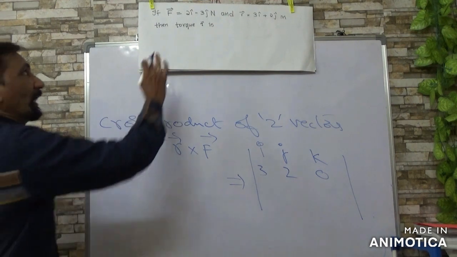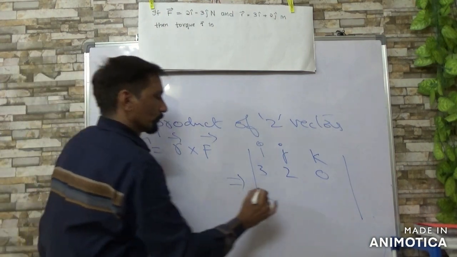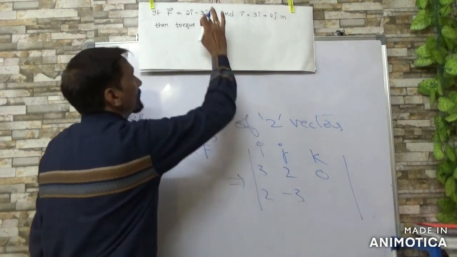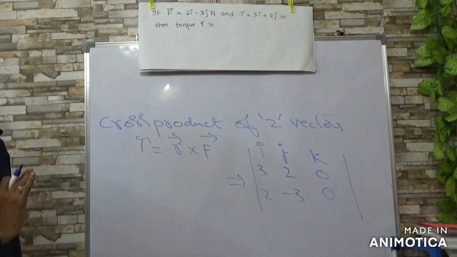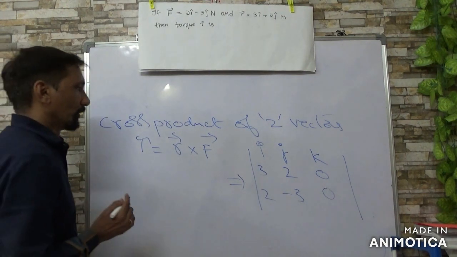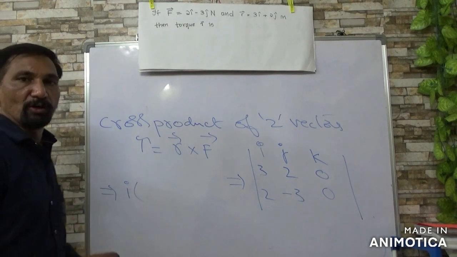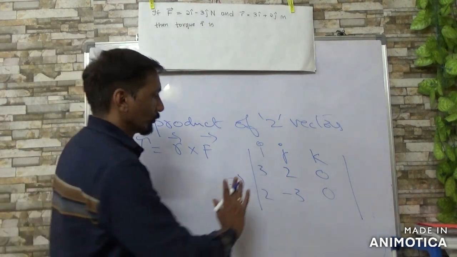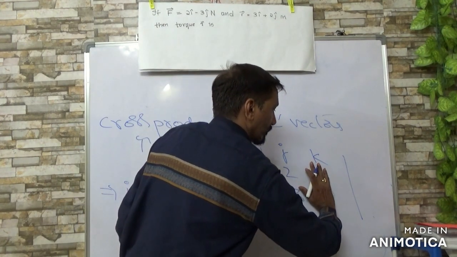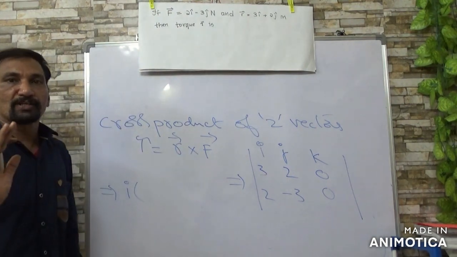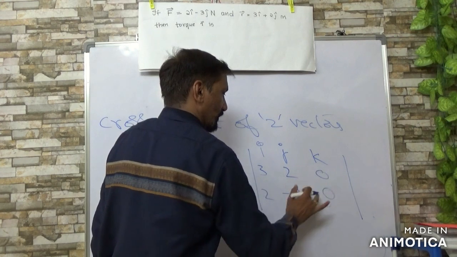Next F: the I coefficient is 2, and minus 3. There is no K term, that is why it is 0. Whenever you are going to find the I coefficient, you close the I column. For the J coefficient, close the J column. For the K coefficient, close the K column. So first find the I coefficient, close I. Right minus left. Anyhow it is 0.